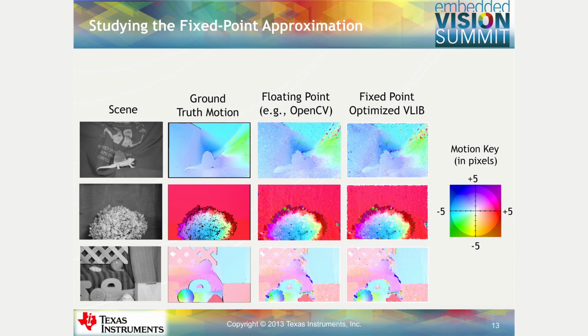This example is from Middlebury. The second column is showing the ground truth motion field. The third column is the floating point, for example, the one you will find in the OpenCV implementation. And the fourth column is our fixed point implementation optimized in VLIB. So this is just one way of looking at the data. This is just one way of convincing ourselves that, in the ballpark, the algorithm is still behaving the same way. Ultimately, this should come really from your application. So we did not break the algorithm, or take undue shortcuts to make this work faster.